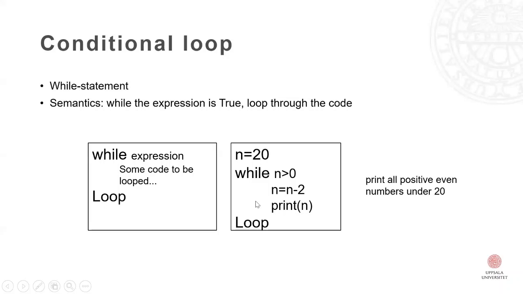So what it will do is print out positive even numbers up to 20. When n is 2 is the last time that this expression will be executed. Then we will print 2, and when n is 0, we will print 0. And then when we come here and n is 0, this condition will not hold anymore. So we will go and continue after the while loop. There might be some other expressions afterwards, or the program might terminate. It depends on the program.